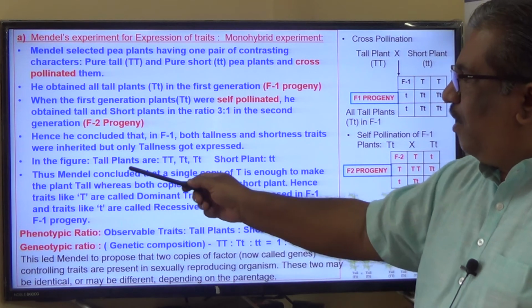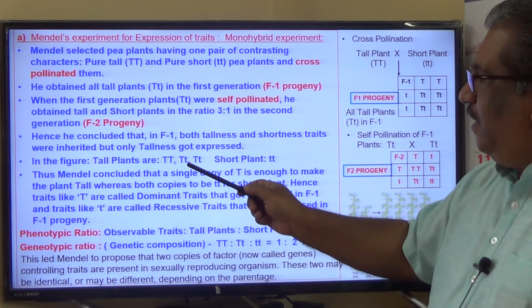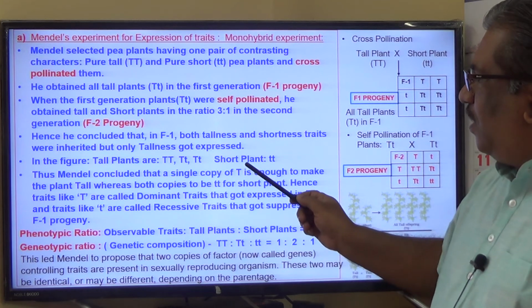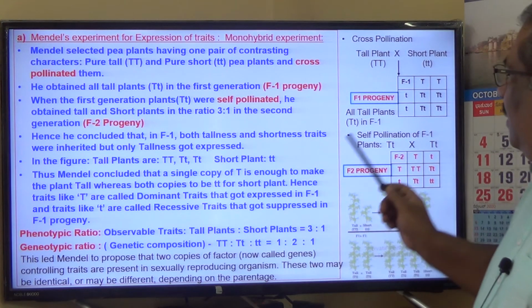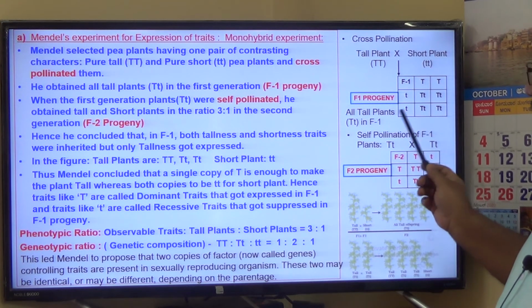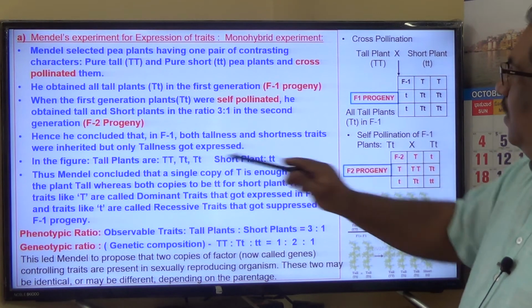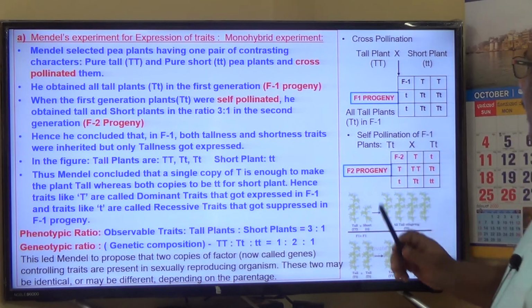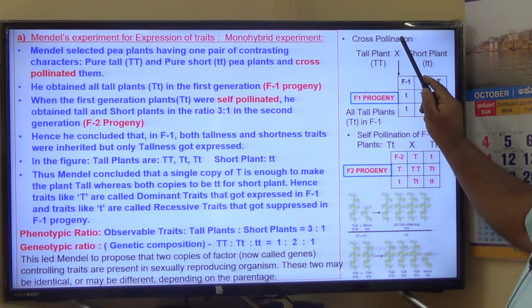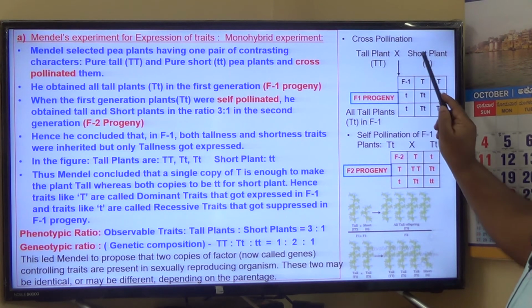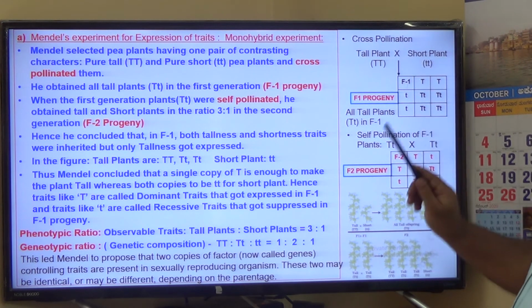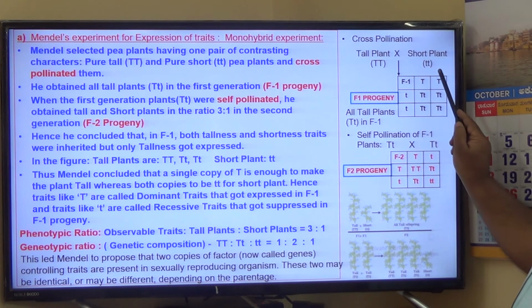In the figure, tall plants are T, T, T, T, T and T. Short plants are only small t and small t. This is how a Punnett square is prepared. So let us look at this Punnett square, how it is prepared. Cross-pollination of tall plant and short plant. He cross-pollinated. Let us take here the tall plant.